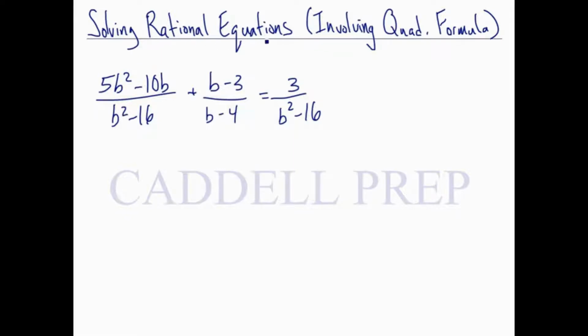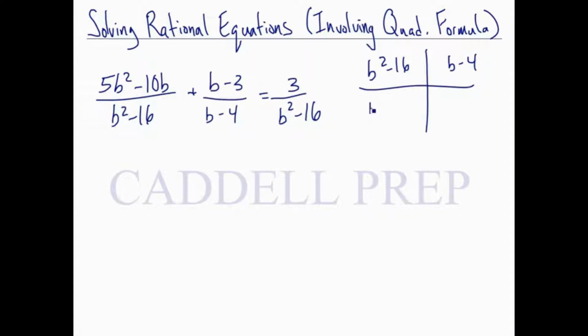Let's look at solving rational equations involving the quadratic formula. So first, let's just look at our equation here. Notice that we have unlike denominators. So of course we either want to get common denominators or use another method and get rid of the denominators. So let's first examine the denominators. There's only two different denominators, b squared minus 16 and b minus 4.